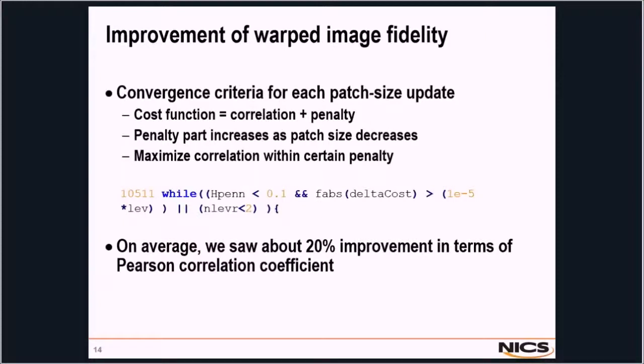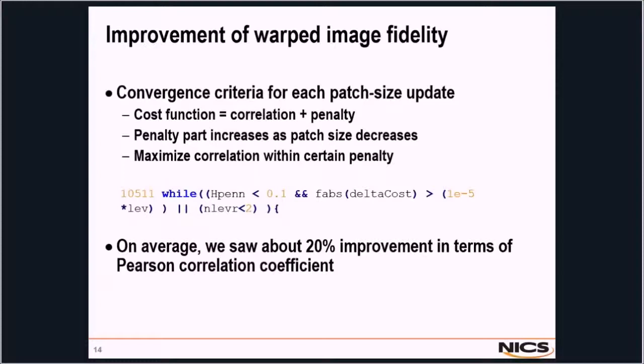Another consideration is to improve the warped image fidelity. By default, I guess from the consideration of speed, the original code just did 1 sweep update of all patches, and then reduced the patch size and went to the next level. To improve the image fidelity, we add a convergence criterion.